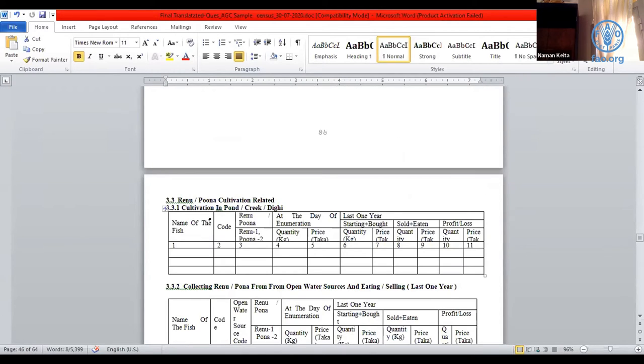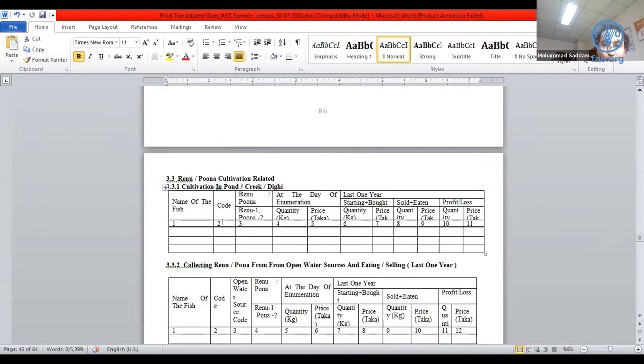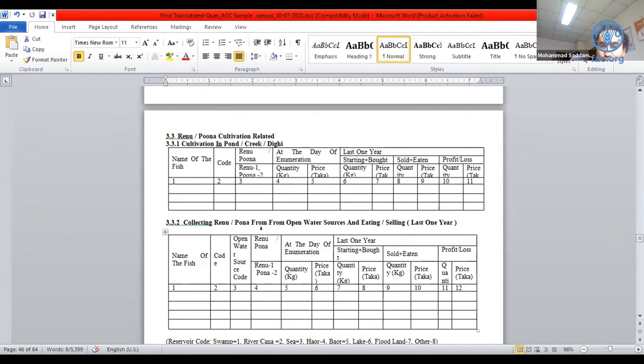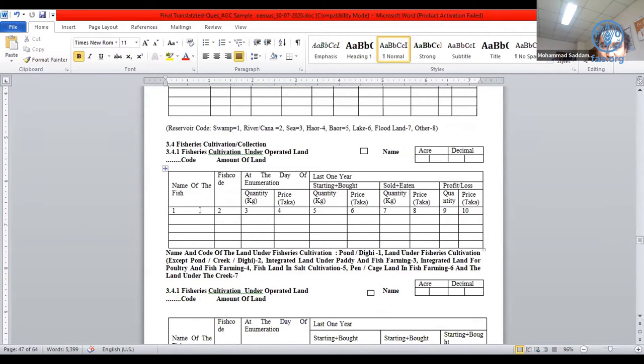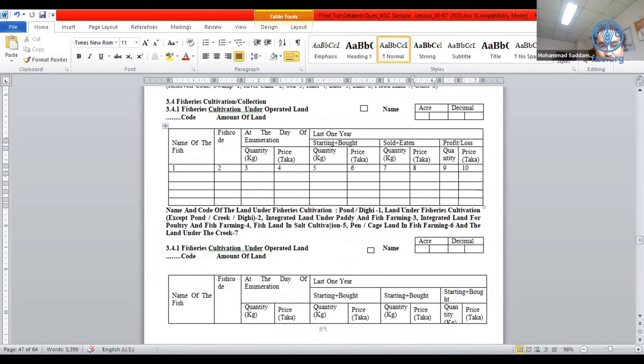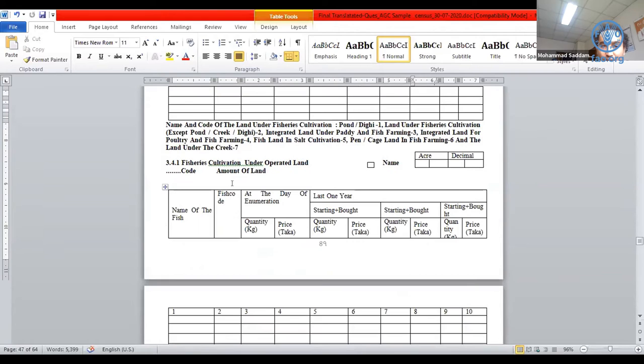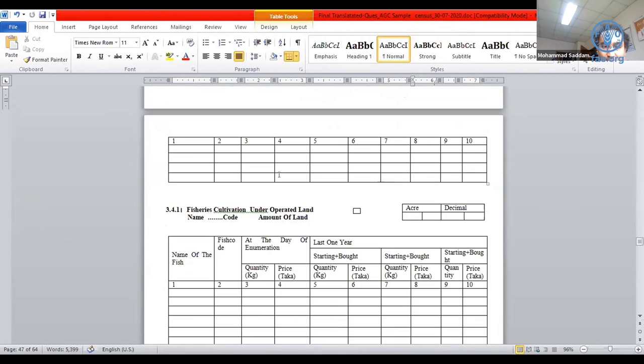Cultivation in pond, 3.3.1. Collecting from open water source and eating and selling, 3.3.2. Fisheries cultivation and collecting, 3.4.1. Fisheries cultivation under the operated land. This is 3.4.1. Name of the fishes, and then quantity, price, last 1 year production, sold, which is for use for family purpose, that is eating, profit and loss as well. 3.4.1, fisheries cultivation under operated land.